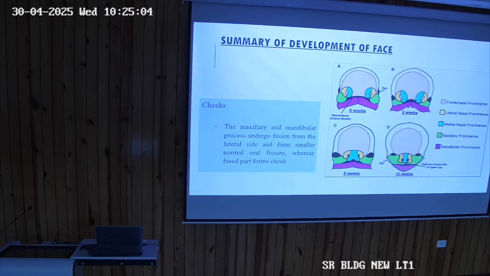So merging and union of these is going to form the central part of the lip by the fusion of the medial nasal processes. Forehead part and the bridge of the nose is formed by the frontonasal process. Maxillary part is going to form the lateral part of the upper lip. Along with the mandibular process, it is going to form cheeks and reduce the oral opening. This part is going to form the lower jaw.